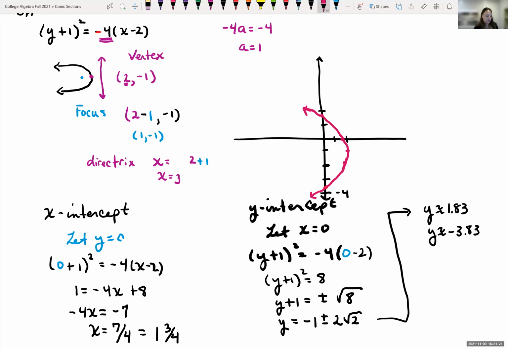Our focus, which we found, was -1, 1. I'm sorry, 1, -1. So that was right here. And our directrix was x equals 3. So that's a vertical line there at x equals 3. Okay, so we were able to find all the important information given that equation and graph it.